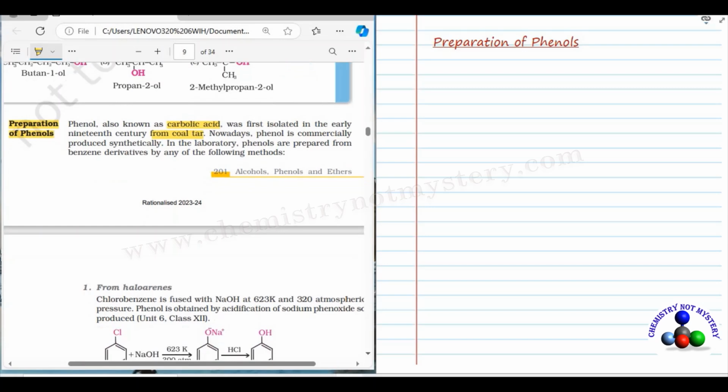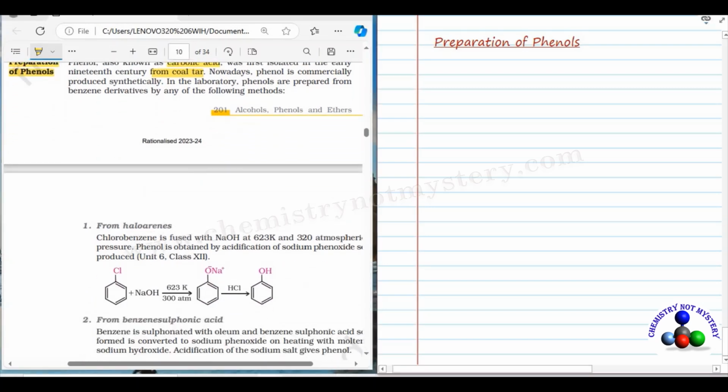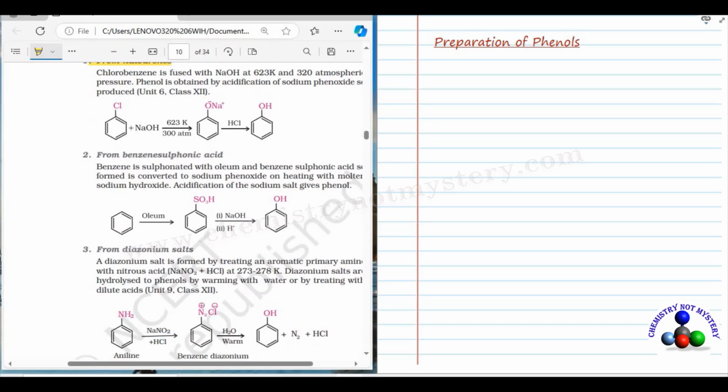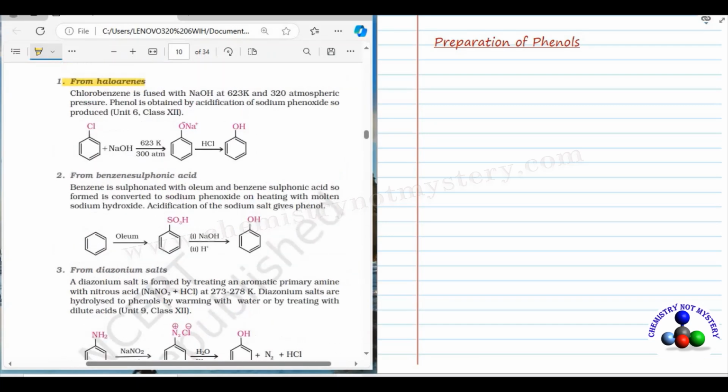First method is from haloarenes. Chlorobenzene is fused with NaOH at 623 Kelvin temperature and 320 atmospheric pressure. Phenol is obtained by acidification of the sodium phenoxide so produced. Let's try to understand how this reaction takes place.